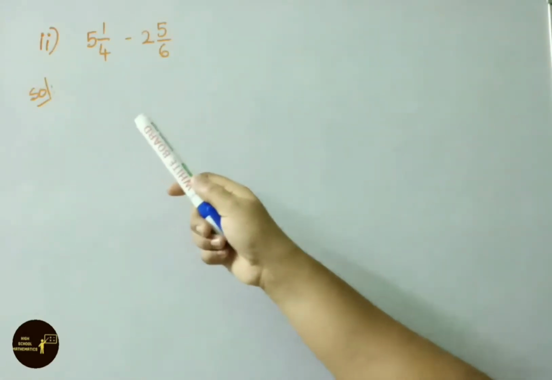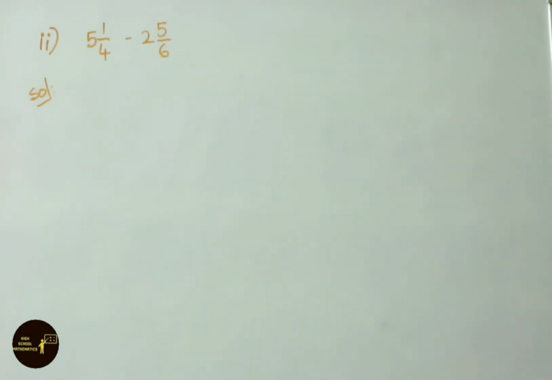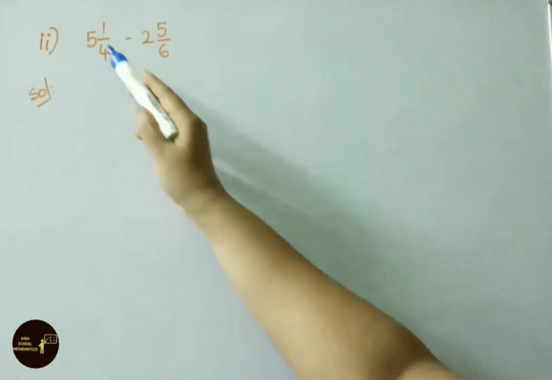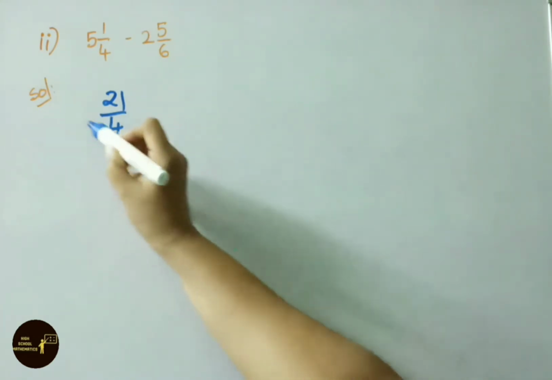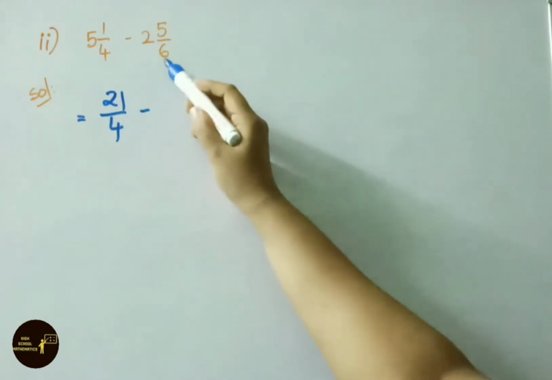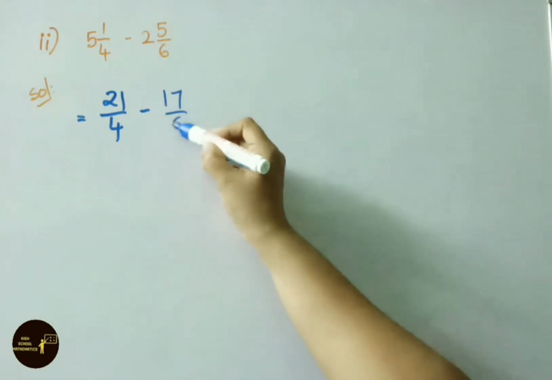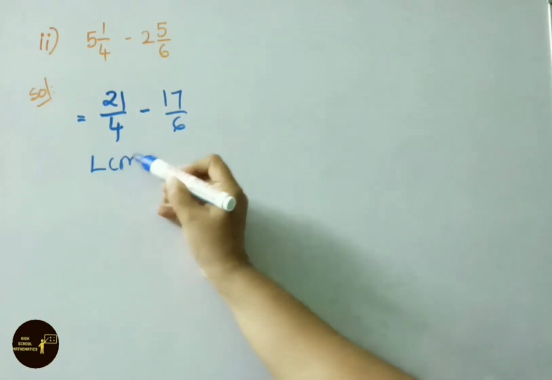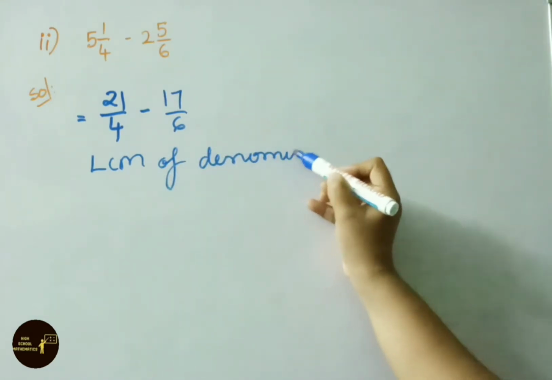See question number 2. 5 1 by 4 minus 2 5 by 6. First we have to convert these mixed fractions to improper. 4 5s are 20, 20 plus 1, 21 by 4 minus 6 2s are 12, 12 plus 5, 17 by 6. Now we have to find LCM of denominators 4, 6.